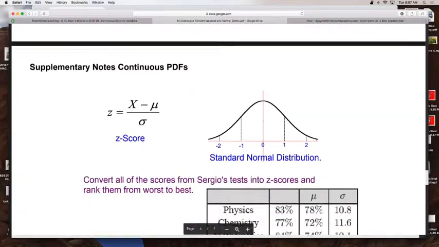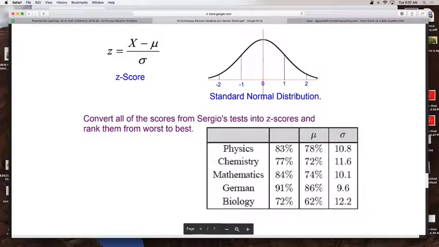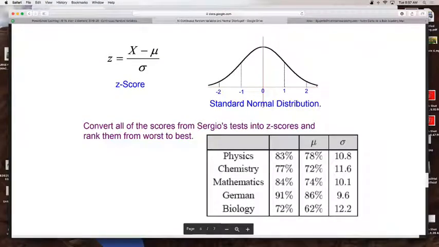So once you have all your scores converted into z-scores, then you can figure out the best score is the one that is the highest number of standard deviations above the mean. If we were in class, you'd be able to take all of these and subtract the mean, divide by sigma, and you will have your z-score. And then the highest z-score is the furthest above the mean. So that's what that's all about.